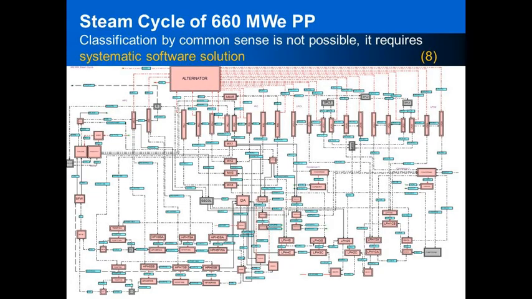This slide shows the Recon model of the steam cycle of a 660 MW power plant. It contains hundreds of variables and model equations. The classification based on the common sense is not sufficient for large models. Solving models of industrial size requires special algorithms and advanced software.